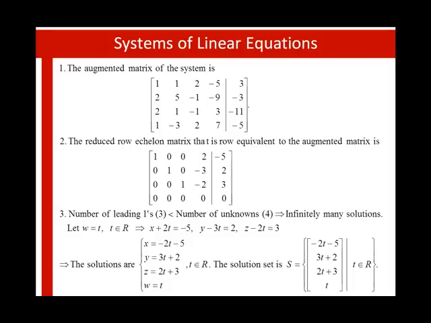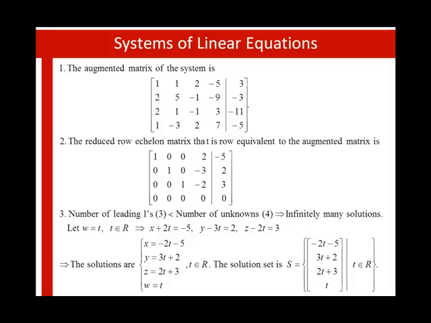The reduced row echelon form, that is row equivalent to the augmented matrix, is as follows. Again, this is obtained by applying the row operations that we have seen before. So what we have is 1, 0, 0, 2; 0, 1, 0, -3; 0, 0, 1, -2; and the last row is a row of zeros. And on the right hand side we have -1, -5, 2, 3, 0.